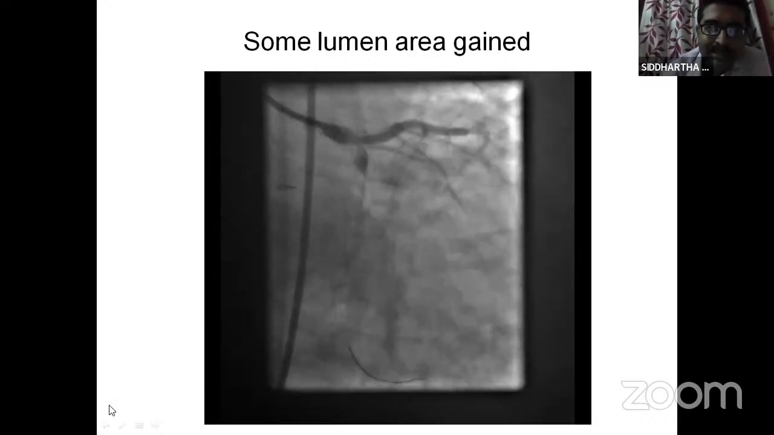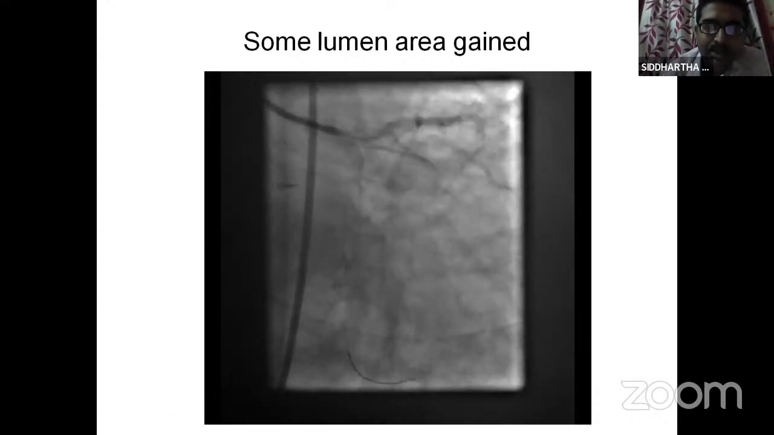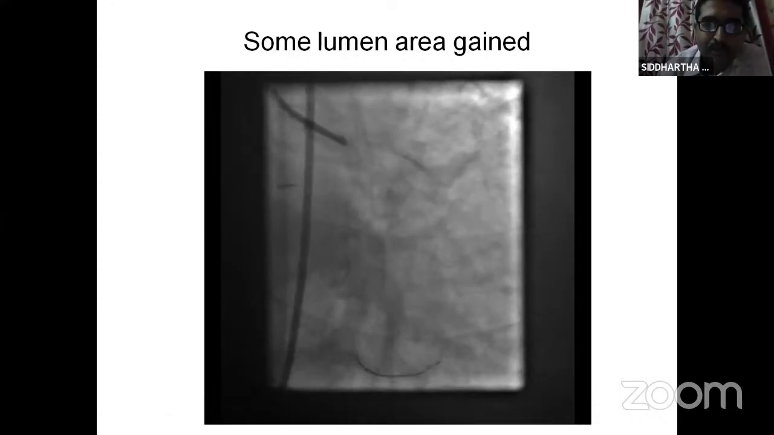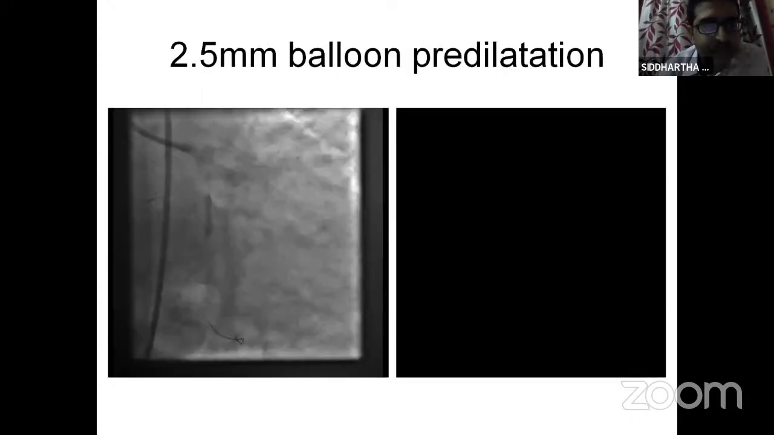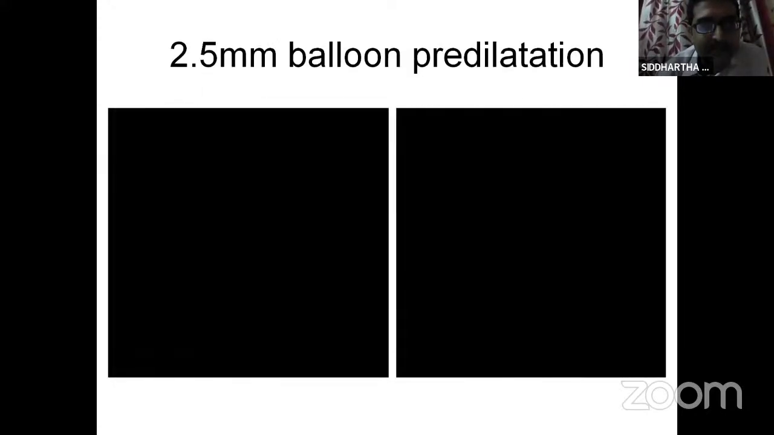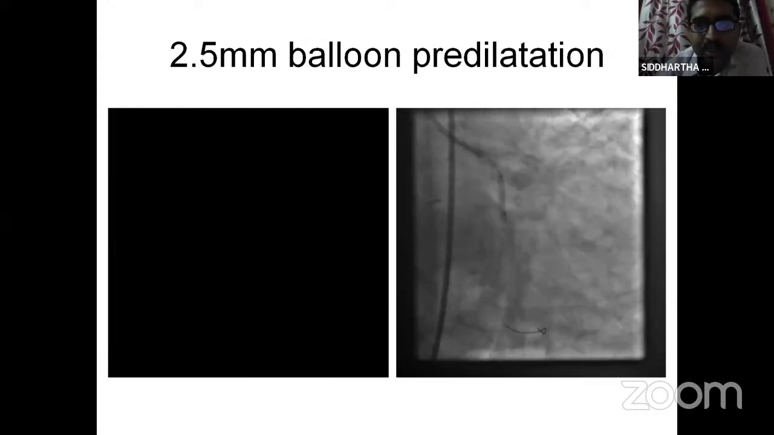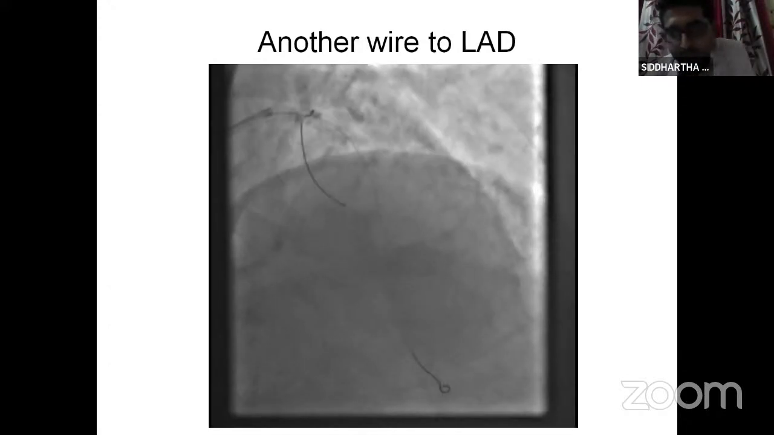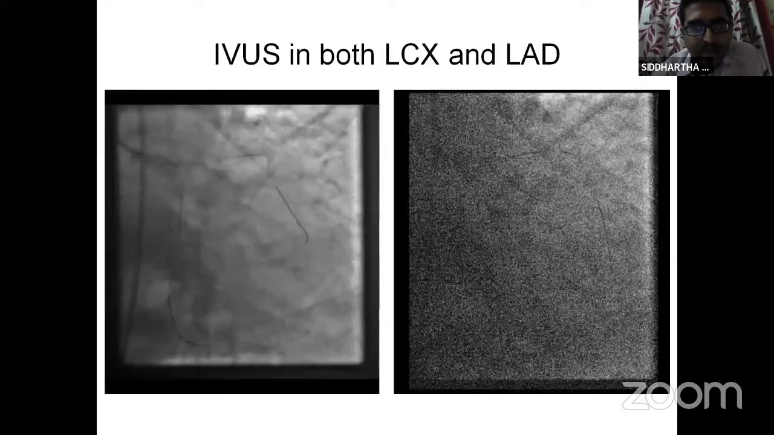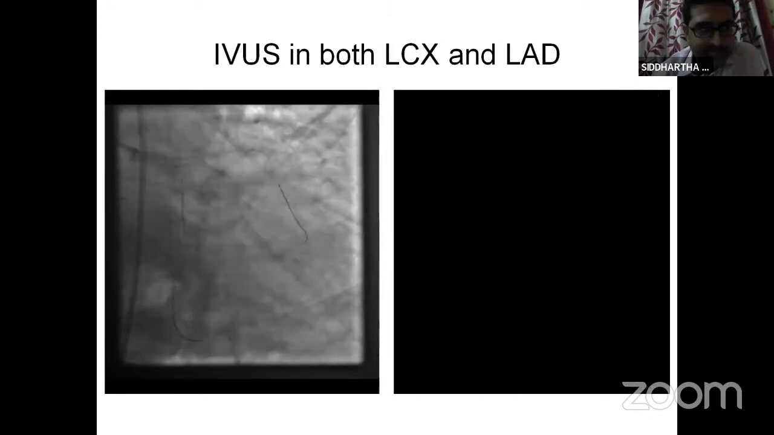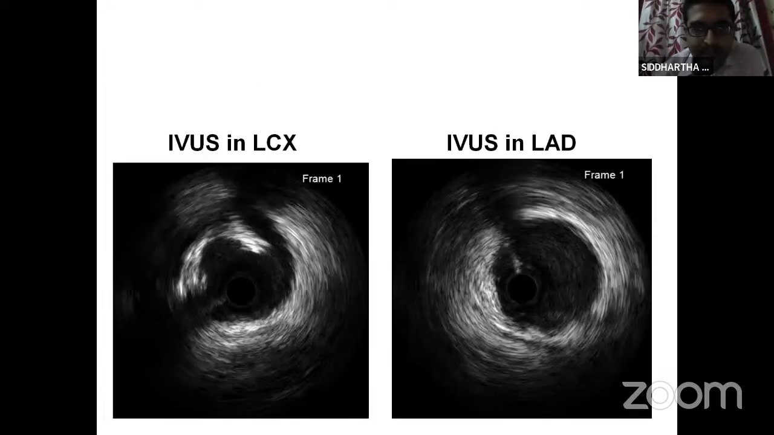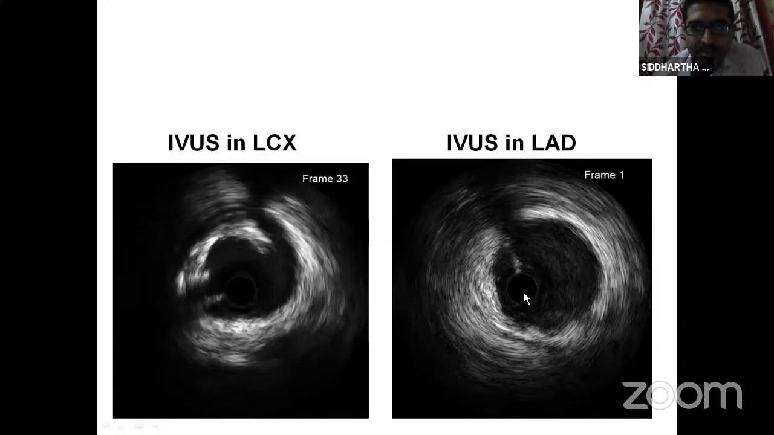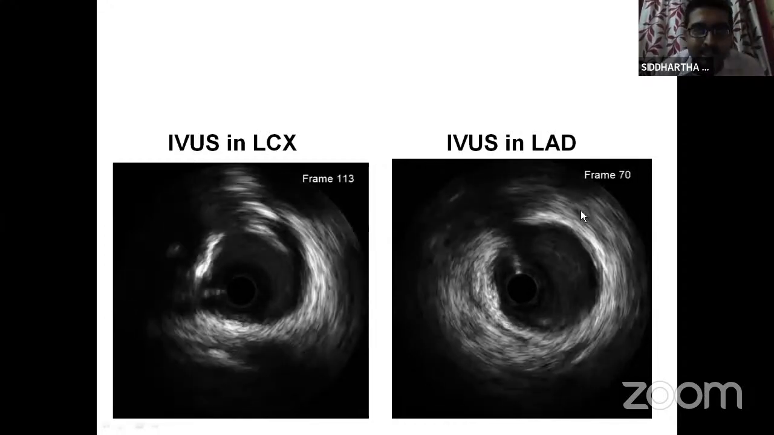So you can see that it is looking a little bit better. The flow has also improved a bit from TIMI 1 to 2. Then I did a 2.5 millimeter balloon dilatation across the whole length of the LCX. Then I passed the wire to the LAD. LAD wiring was not that difficult. And then I did IVUS of both the LAD and LCX. Now you see both the runs. I am simultaneously playing the IVUS in the LCX and LAD.